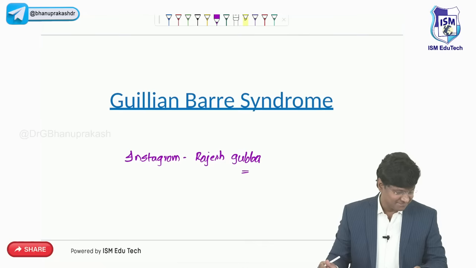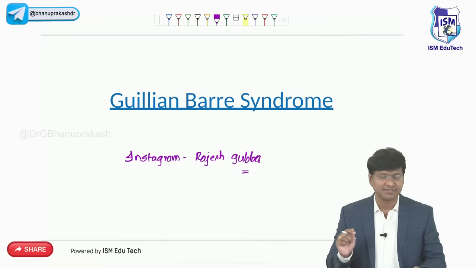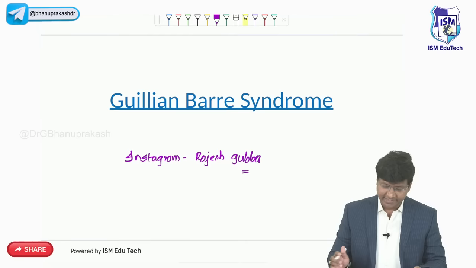Having said this, let us start with the part 2 discussion. So today I'll try to revise the neurology, pulmonology, then connective tissue disorders, and then nephrology, and then subsequently gastroenterology. So now let us start with the neurology first.